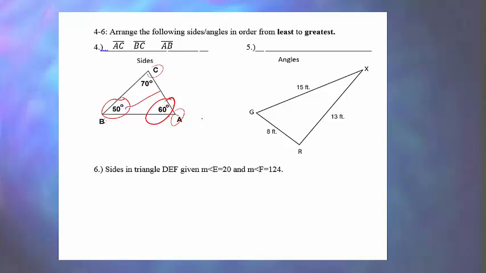Now 5, we're going to work backwards. So I look for my biggest side length, which is right here. And the angle opposite of that, well, let's see, this is side GX. So the angle that's not included in that is angle R. Oh, oops, we're going from smallest to biggest. Just kidding. Here we go. Smallest side is 8. So the smallest angle is X. And then the next smallest side is 13. The angle not included in that is angle G. And now we put angle R as our biggest angle.